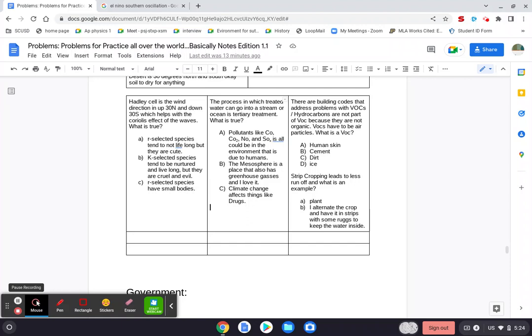I have no idea. Mesosphere. So far, this is a mesosphere. Which are the following? Oh, I have no idea. I have to guess on that one. So I got these wrong.